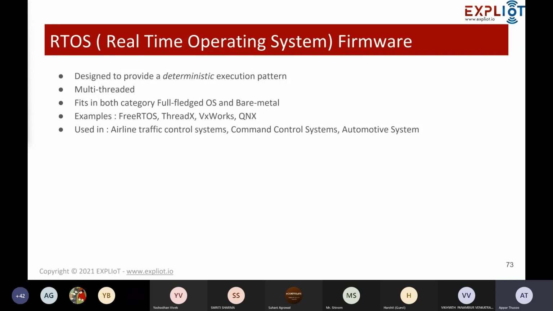So the infotainment system in your car is actually RTOS-based firmware, depending on how high end your car is, because in some of the cars you can also control the car functionalities from the infotainment system. So again, that makes those infotainment systems based on the RTOS firmware.